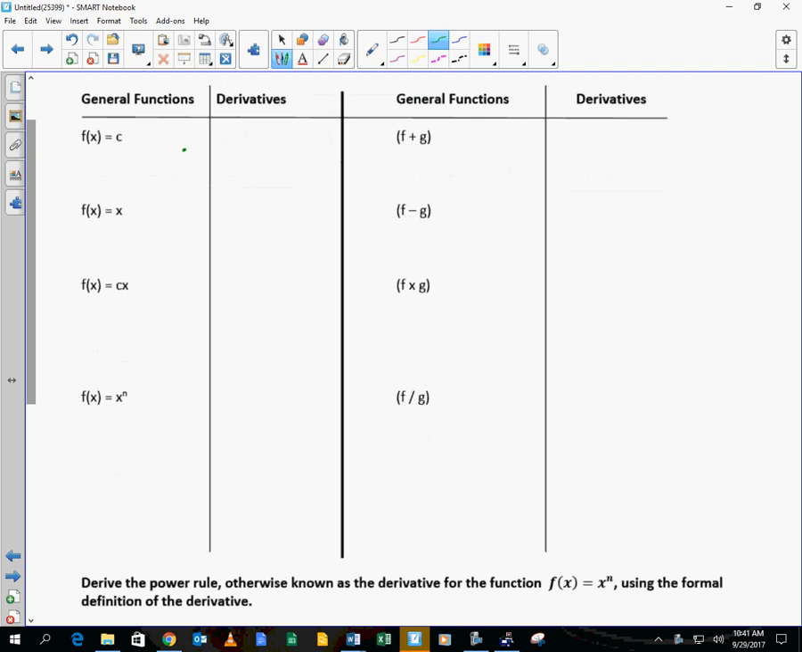F plus G. We are now going to go over 4 derivative rules now that we know the power rule. The derivative of F plus G is F prime plus G prime. We've actually already used that rule. If you subtract, it's F prime minus G prime. And so when people get to the product rule, they want to write F prime times G prime. But that is not the case.